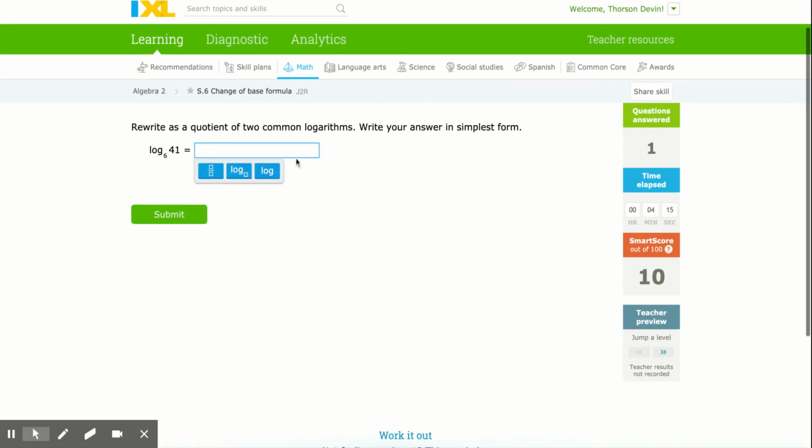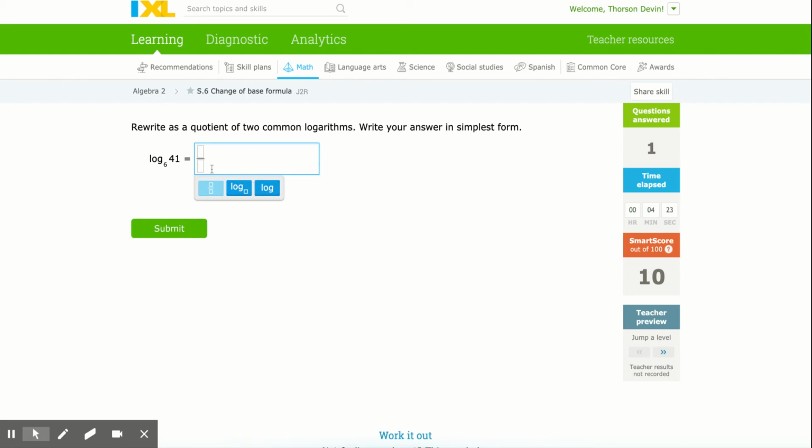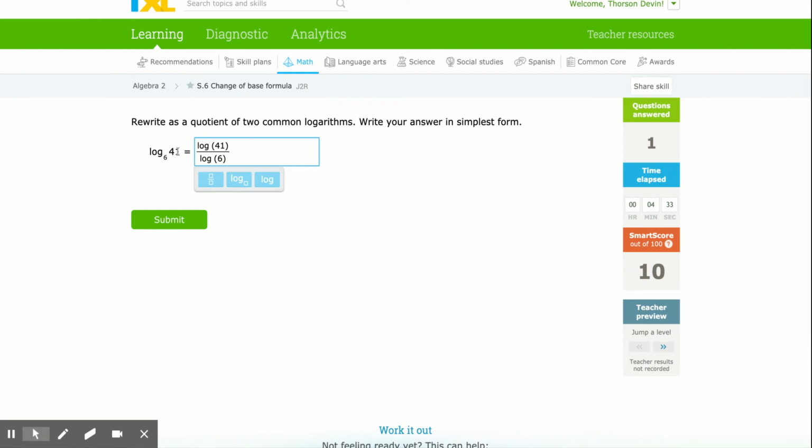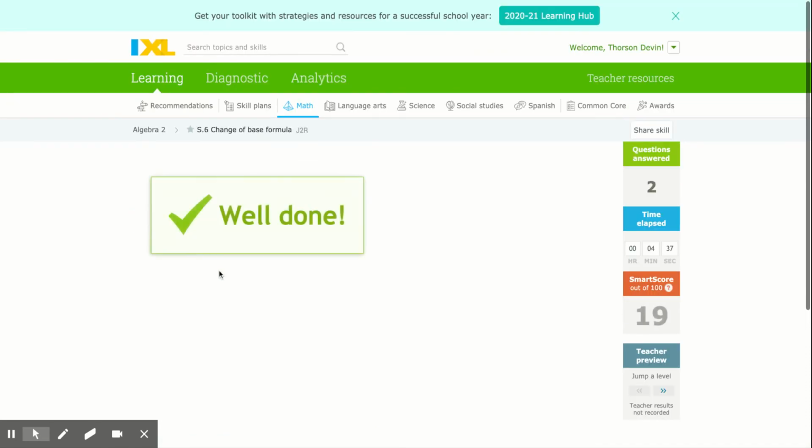And it won't get any harder. I think they'll all be common logs. So you do log, whoops, I'm going to actually do the fraction first, because remember, you're always going to get a fraction. So hit the fraction button first. Log of 41 over log of 6. So the little base number is always on the bottom. The bigger number that we're taking the log of is always on the top.